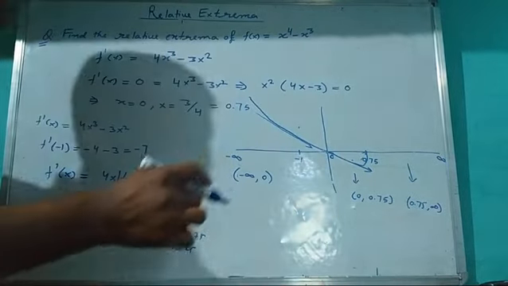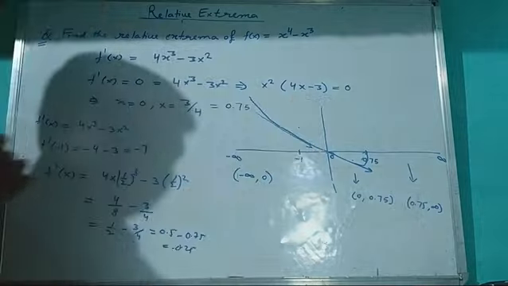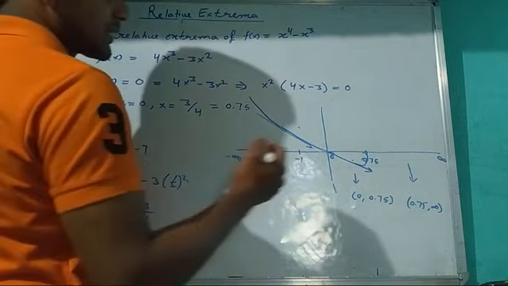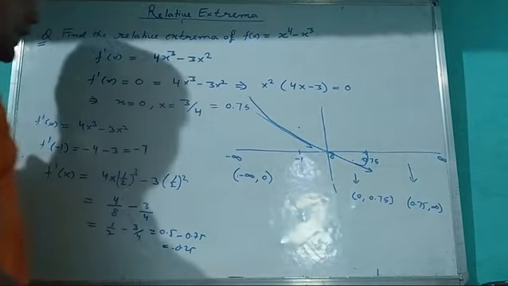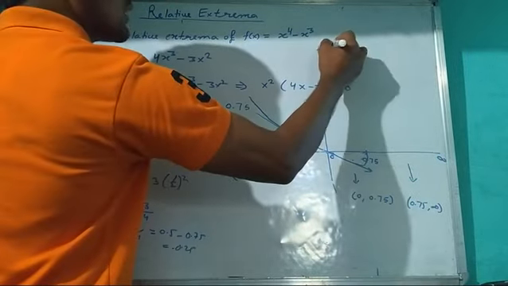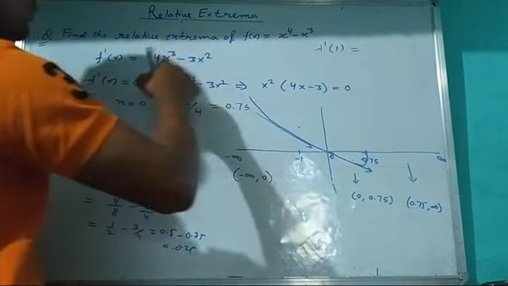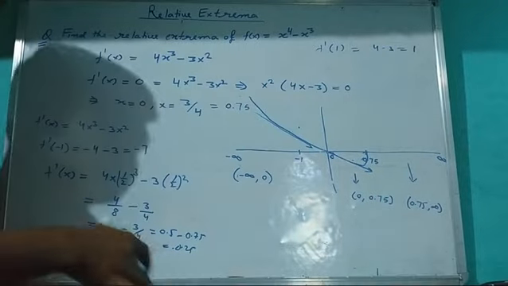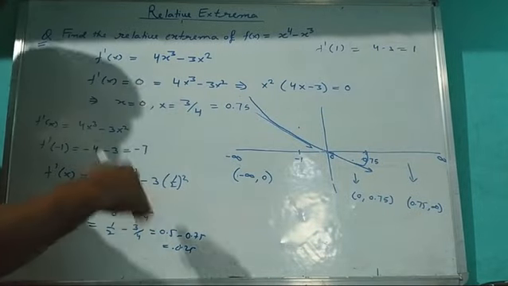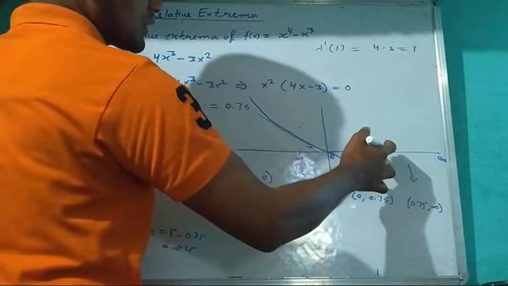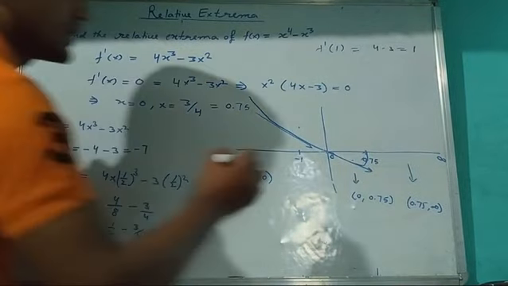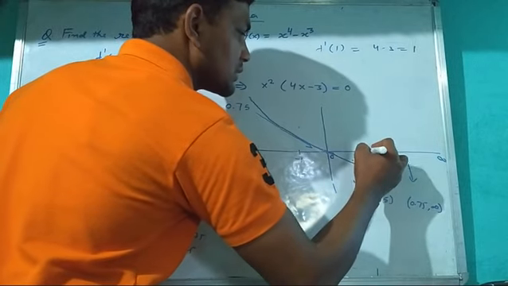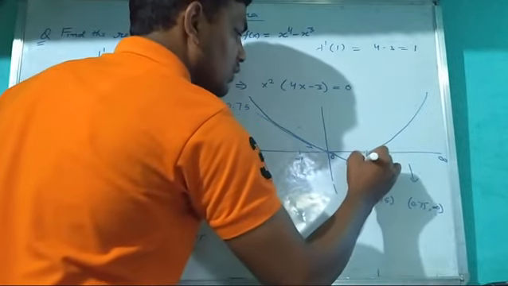Now for the interval between 0.75 and infinity, let us take a point, 1. The slope at f'(1), when you put 1, is 4 minus 3 equal to 1, so the slope is positive. Similarly, for f'(2) the slope is positive, and for 0.8 the slope is positive. It means between 0.75 and infinity the slope is positive.